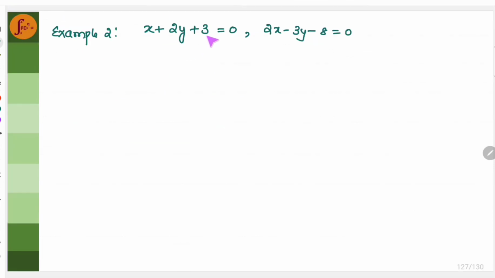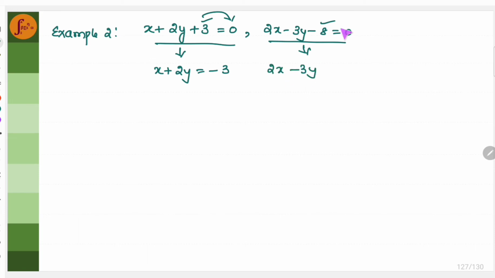Let's take another example, right? Say we have linear equations like this. There is a small difference here. They put the constants also on the left hand side. 3 and 8 are on the left hand side. So what we have to do in this case is write this equation as x plus 2y is equal to, shift 3 here, so it's going to become minus 3. And this one we'll write as 2x minus 3y, shift 8 here, so minus 8 will become plus 8.